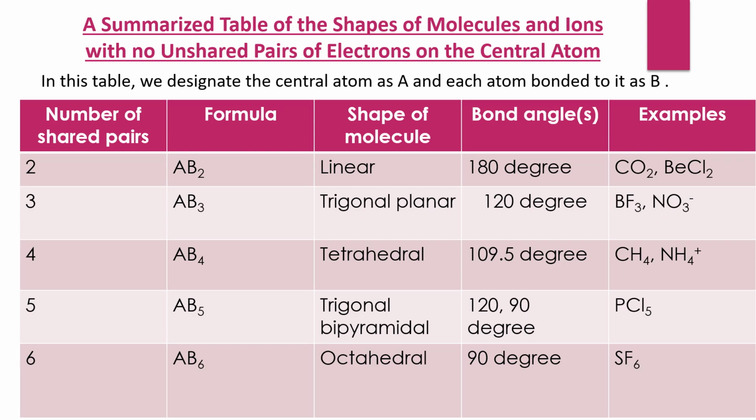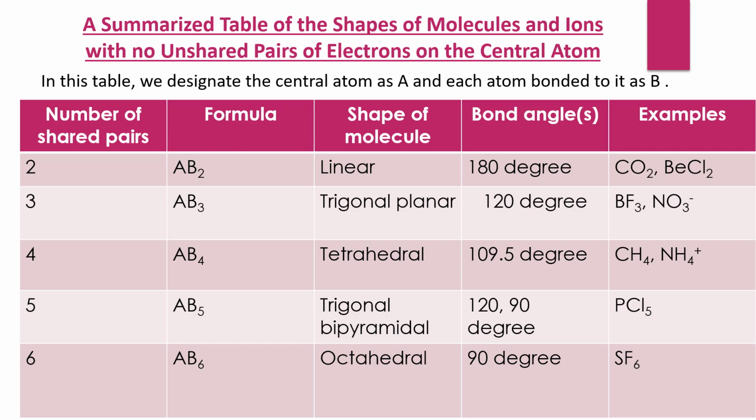On this slide, there is a summarized table of the shapes of molecules and ions with no unshared pairs of electrons on the central atom. In this table, we designate the central atom as A and each atom bonded to it as B. When the number of shared pairs of electrons is 2, formula is AB2, shape of molecule would be linear and bond angle is 180 degrees, examples CO2 and BeCl2.